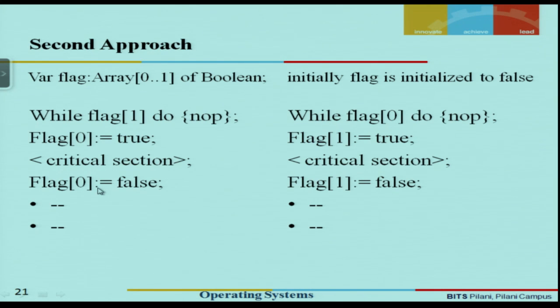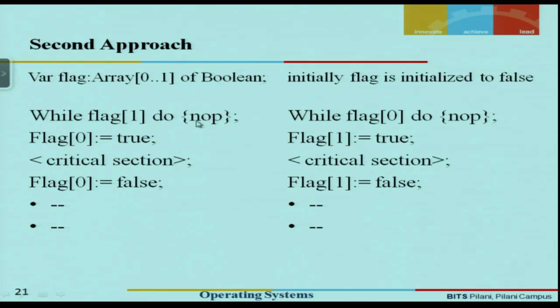So let us see how the execution would happen. Let us assume that in the beginning both the flags are false. So what happens is you would check, while flag of 1, you would find flag of 1 is false.